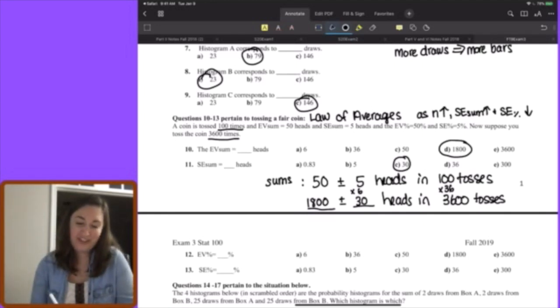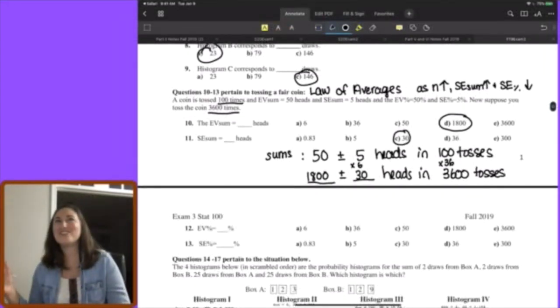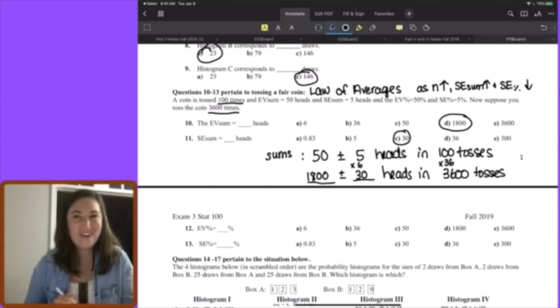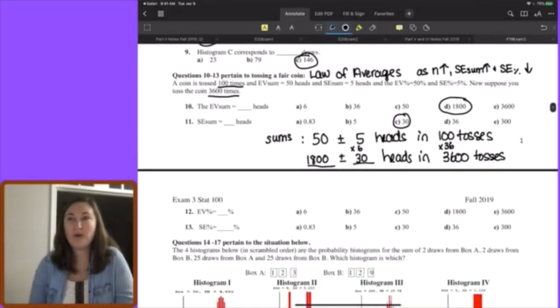In other words, it does increase by a factor of 36 as well. But I think it's easier just to think about if you toss a coin however many times, how many heads are you expected to get? So that's scenario number 1. That's for sums. Let's think about this for percentages.